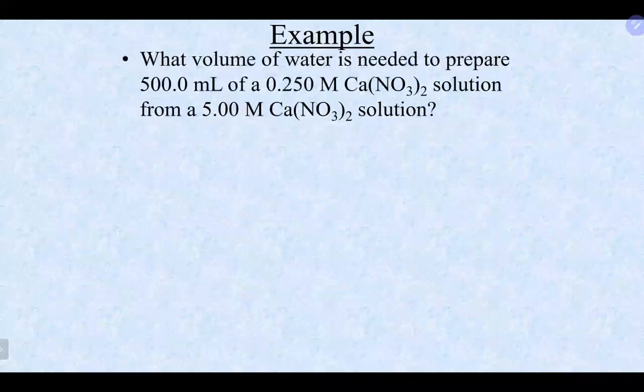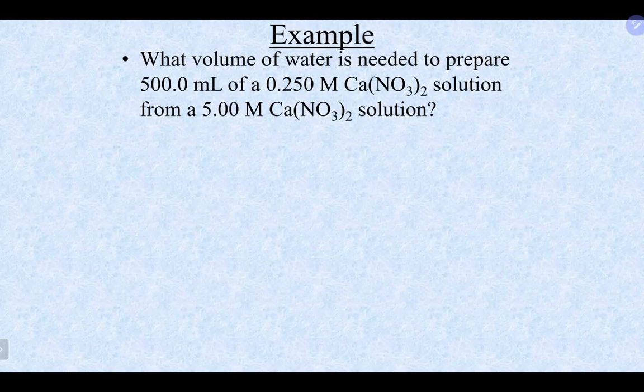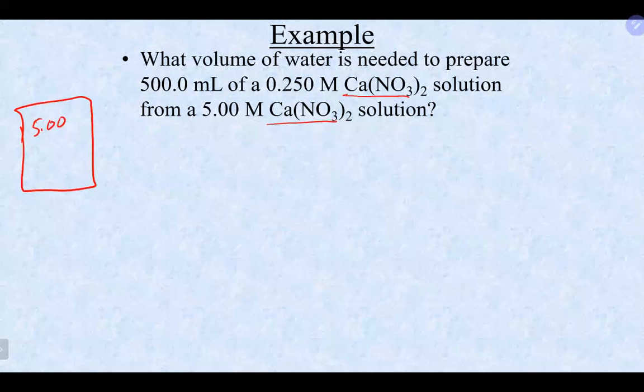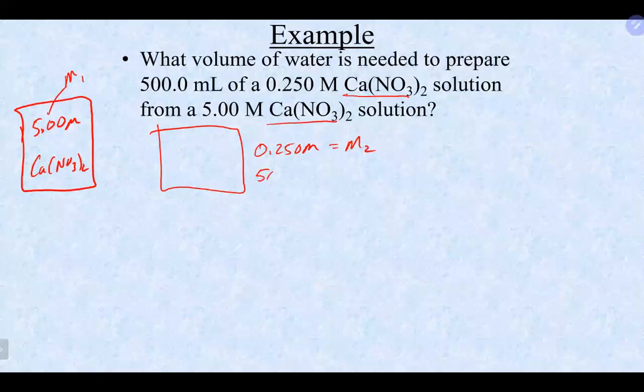A calcium chloride solution, or not a calcium nitrate solution, and we want to know how much water is needed to make 500 milliliters of a 0.25 molar calcium nitrate solution if we start with a 5 molar solution. 5 molar calcium nitrate sitting there, which would be like our M1. We want to make a new container there that's going to have a concentration of 0.25 molar, which would be like our M2. And it wants a total volume of 500 milliliters, which would be our V2.